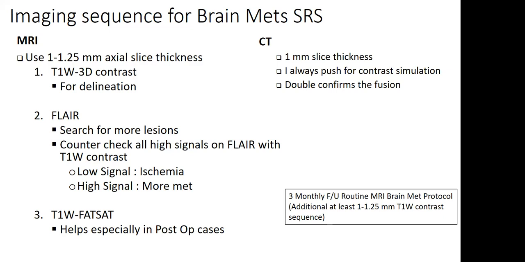So just in case you are missing any part, you can correlate with the CT contrast, because metastatic lesions enhance very well as well. But of course, for the delineation, you will be using the T1 MRI contrast. But the CT contrast will help you not only in the delineation, but also to confirm your matching. So I always prefer to use it.